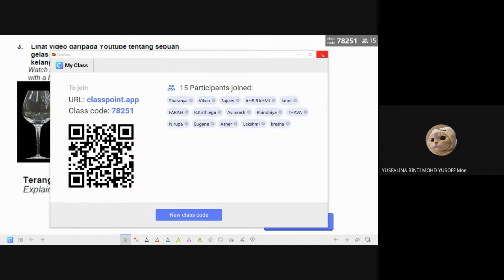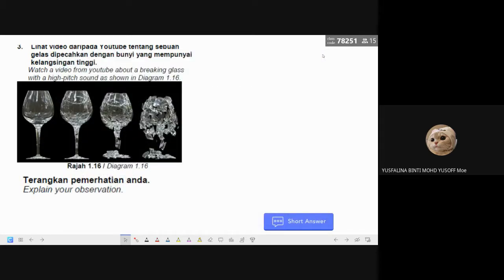Okay, so we continue. I think we stop until here. This one I didn't discuss yet, so I want you to try to answer. This is actually involving the resonance concept. So what happened? How can the glass break like that? Try to answer first. This is a 4 marks question, where you have to explain how the glass breaks.